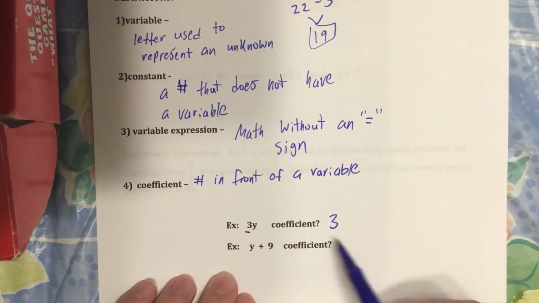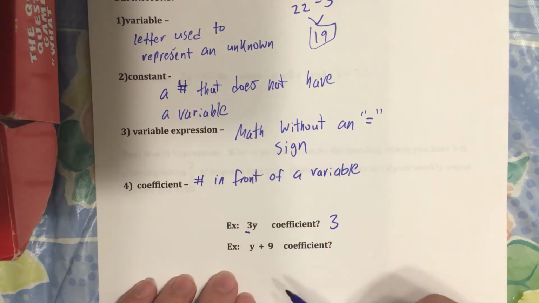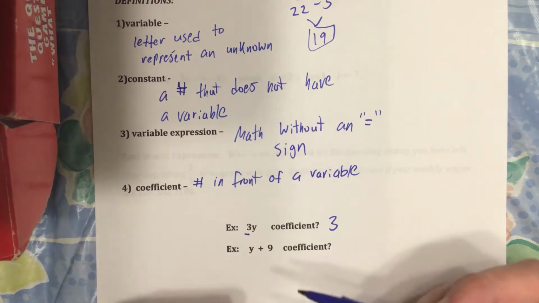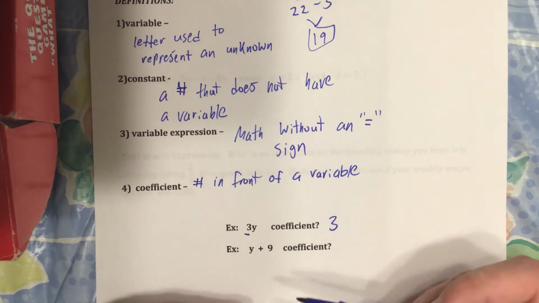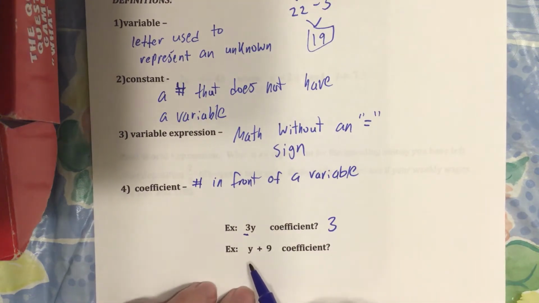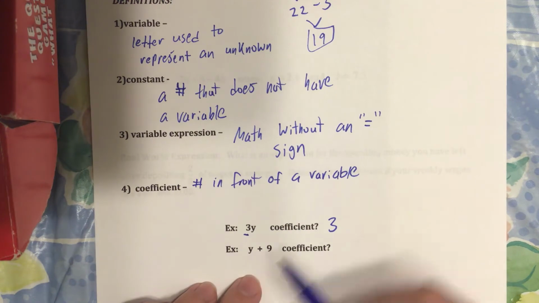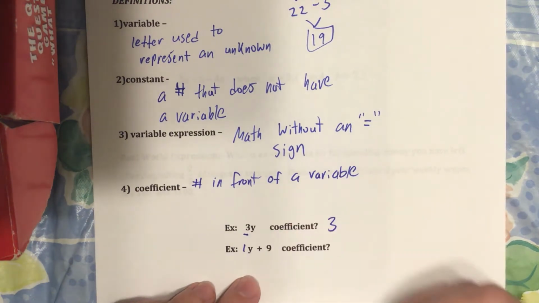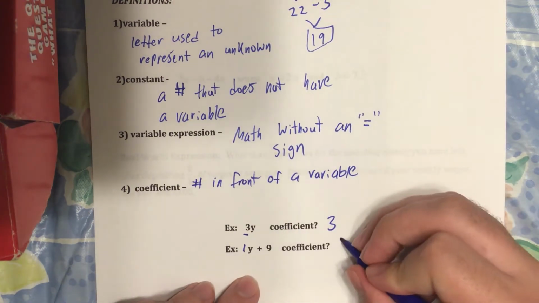How about here? Well, we don't see a number, but if there's a y there, there's always like an invisible number. Well, how many y's is this? Is this 0 y's? No. This is still technically 1 y. There's still technically a 1 in front of that y. So 1 would be the coefficient.